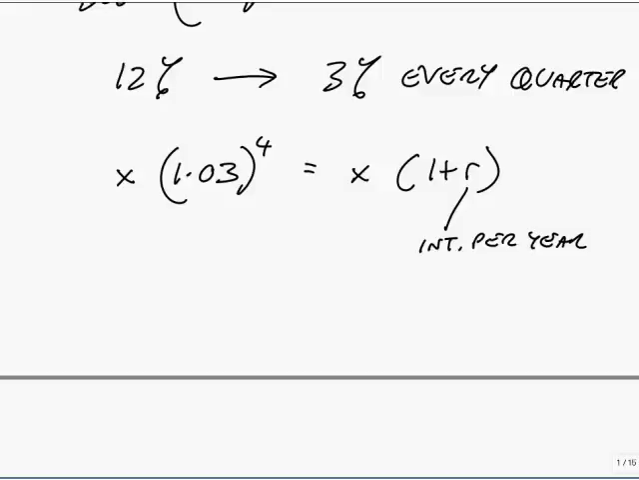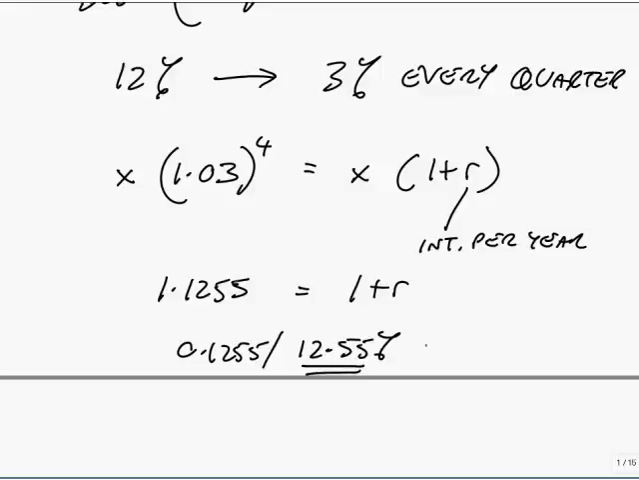Well, what is 1.03 to the power 4? Will you check me? I get 1.1255. And therefore, what is the rate of interest, the true rate of interest per year? 1 plus, well, it's 0.1255 or 12.55% per year.